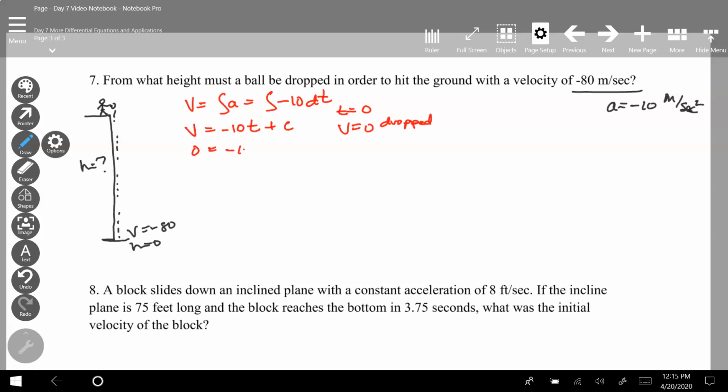0 equals negative 10 times 0 plus c, so c equals 0. So my velocity equation is negative 10t. So my ending velocity is negative 80. So I plug that in here, and I get t equals 8 seconds. That's how long it dropped for.